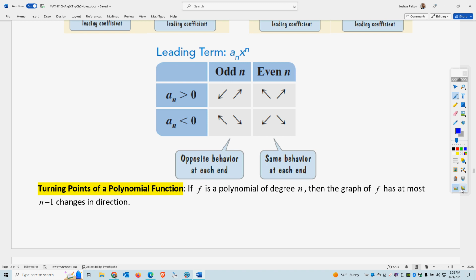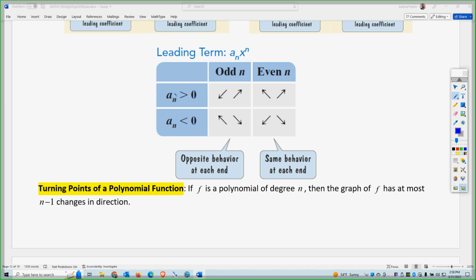Okay, so this is the basic table here. It dictates the directions based on odd and even, and the coefficients are over here, and these are the exponents, correct? For the a sub n x to the n power, right? So the only question is what happens in between, okay?